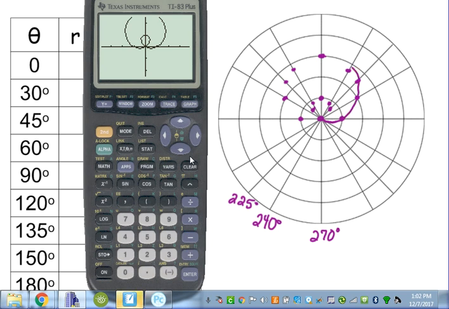Okay, and it spins around out here, and it dips under through the origin, and then it spins around. It reminds me of a snail or something like that. That's what I think of.